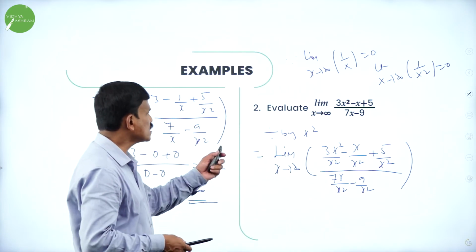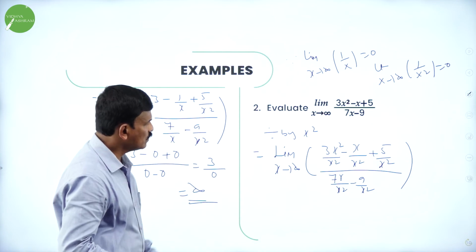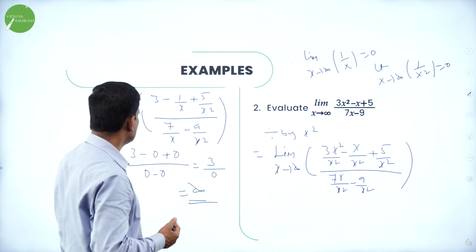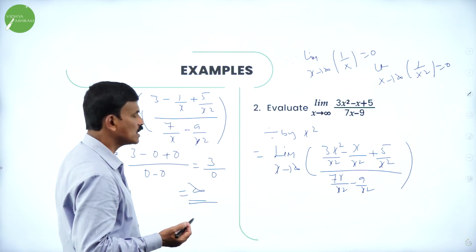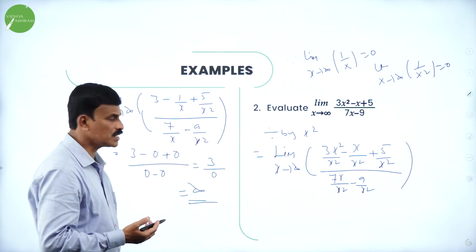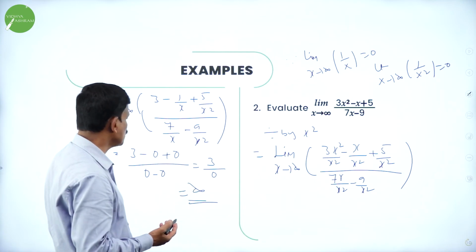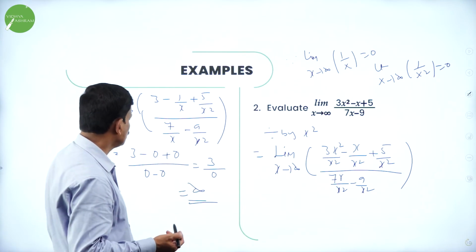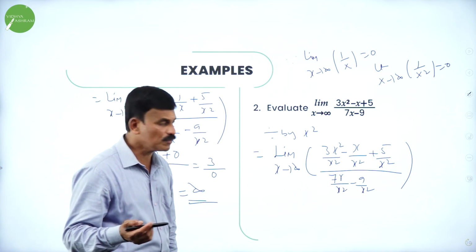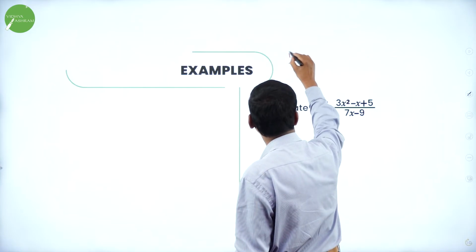See, just divide by x square, then you will get in the numerator 3 minus 1 by x plus 5 by x square, denominator 7 by x minus 9 by x square. Apply the limit. So 3 minus 0 plus 0 by 0 minus 0, that is 7. 3 divided by 0, that's equal to infinite. That's it. Or this can also be solved using another method. Now, second method.